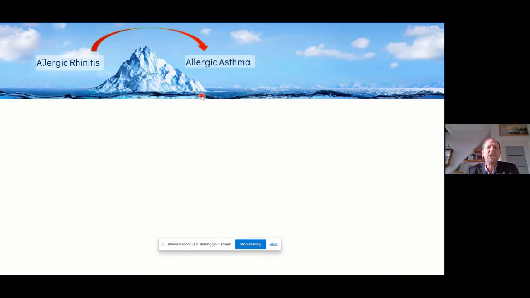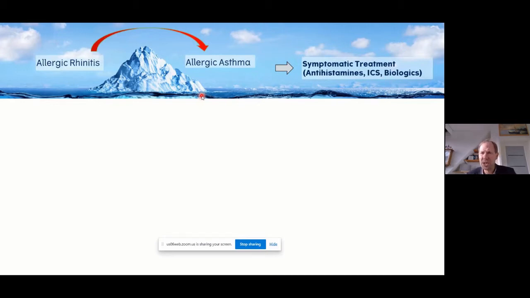And how do we normally treat these symptoms? We treat them with symptomatic treatment, meaning with antihistamines, intranasal corticosteroids, inhaled corticosteroids, or maybe even with biologics, as you already heard in the previous presentations. But all these treatment regimens only treat the symptoms of the disease. If you stop the treatment with these medications, then the symptoms will come back because you have not treated the cause of the disease. And of course, it's much nicer for us to treat the cause of the disease.